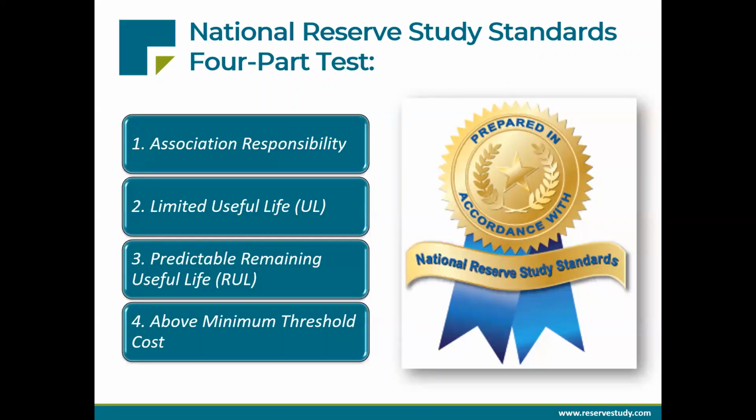Okay, the first part is that the component in question has to be the association's responsibility, right? Seems pretty straightforward, but this is actually an important decision point. An example of something that would fail this part of the test in most cases would be the windows and doors in most condo buildings. It seems like it'd be at least 99% of the time when we look at the governing documents, the individual unit owners are responsible for replacement of their own windows and doors. So in those cases, there's no need to include any funding in the association's funding plan.